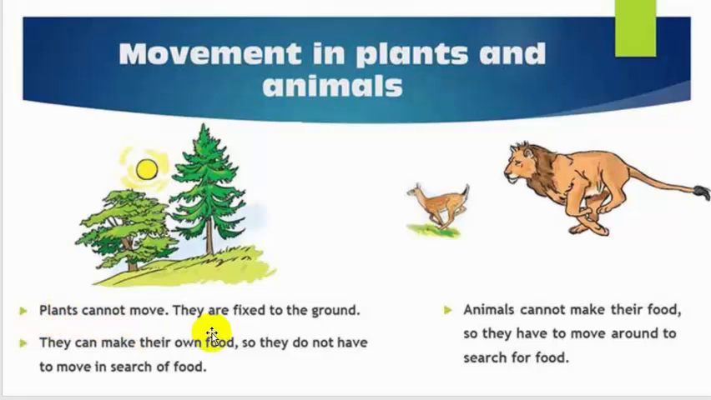Plants cannot move. They are fixed on the ground. They can make their own food, so they do not have to move in search of food. But animals cannot make their food, so they have to move around in search of food.